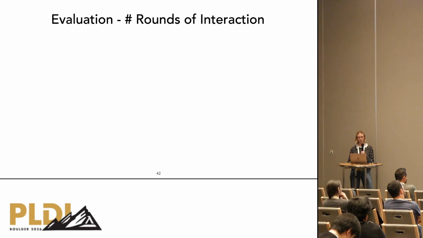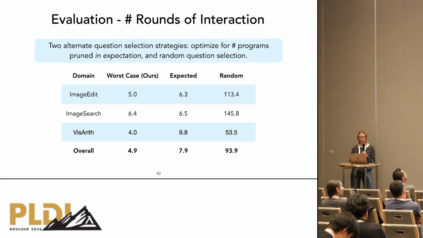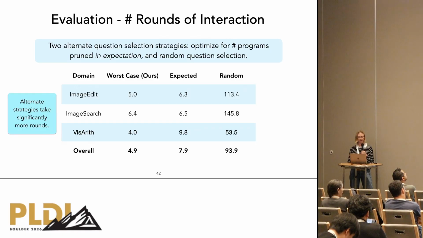Next, we evaluated how many rounds of user interaction SmartLabel requires to identify the correct program. We compared our worst-case pruning objective against 2 alternatives, optimizing for the expected pruning power and selecting questions uniformly at random. Overall, our strategy requires the fewest rounds of user interaction, converging in roughly 5 questions on average.